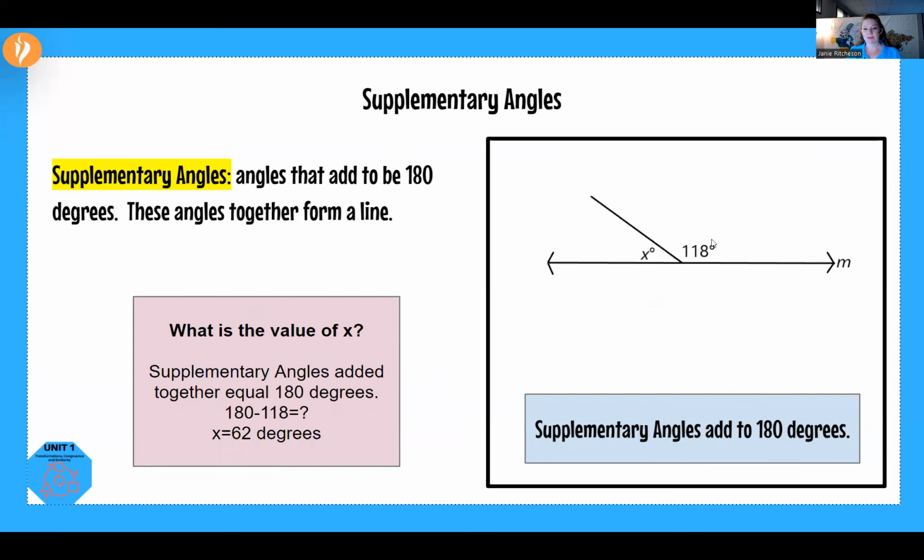So would you guys be able to figure out the measure of angle X? All you got to do is subtract 118 from 180, and that tells you that the measure of angle X is 62 degrees.